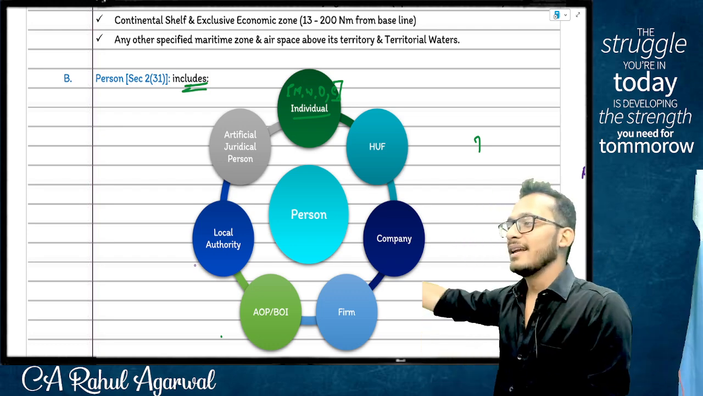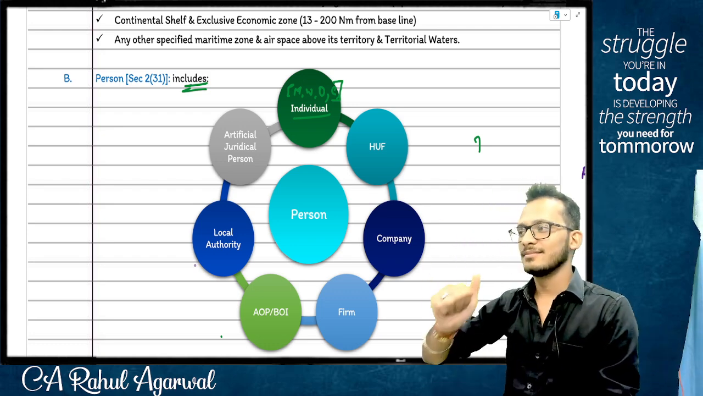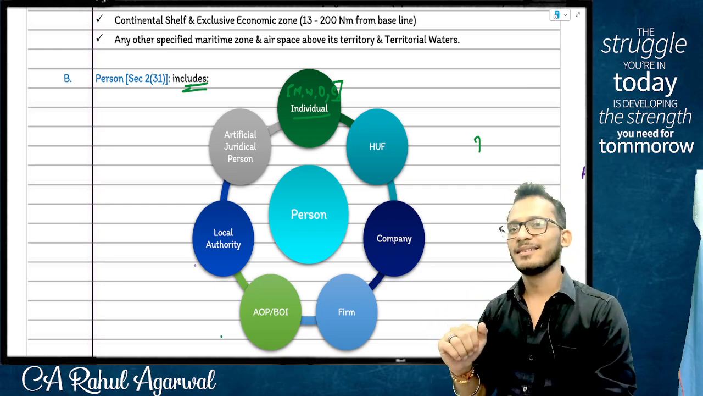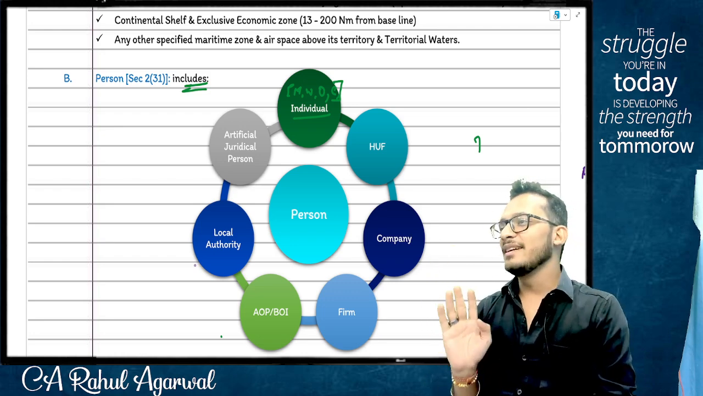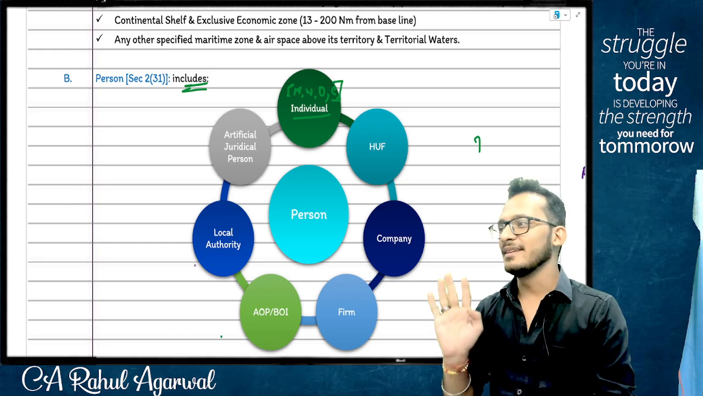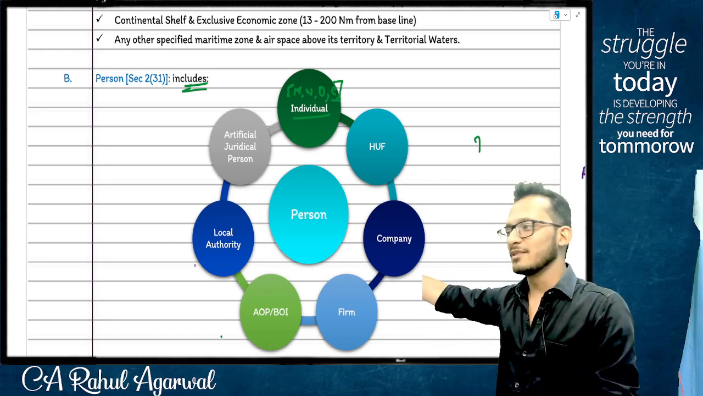Yes. Next one, people. A company is a company as defined under the Companies Act. If you know that, that much is enough. Yes, next.